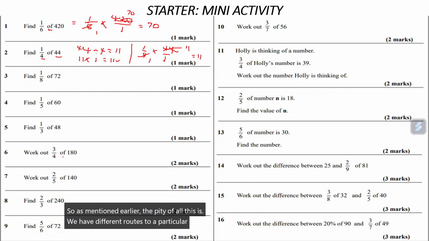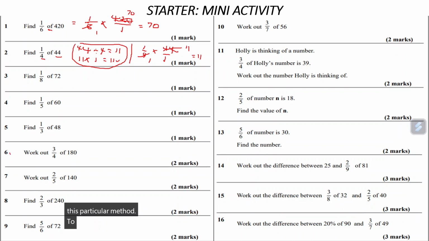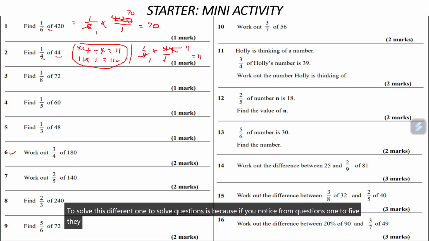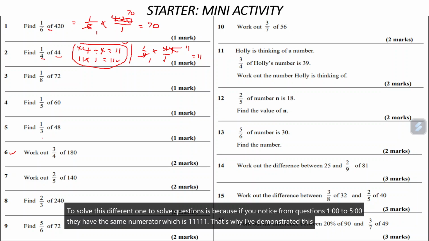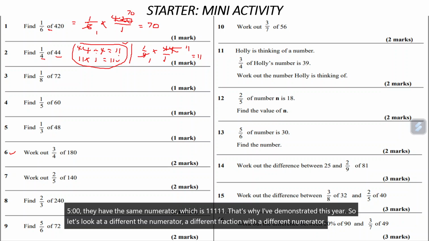So let's look at this. Let's use this route, this particular method, to solve this different one, question 6. Because if you notice, questions 1 to 5 have the same numerator, which is 1. That's why I've demonstrated this here. So let's look at a different fraction with a different numerator. We'll solve using these two ways.